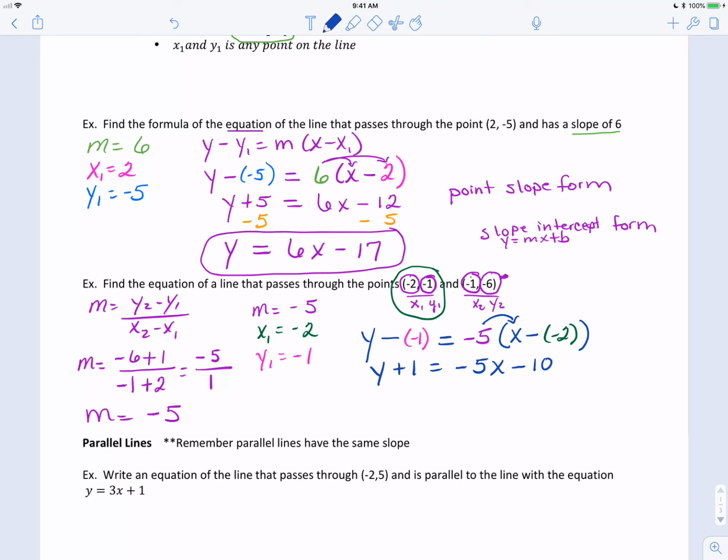Okay, so then to turn it into our slope-intercept form, the equation of the line, all we're going to do is subtract that 1 over to the other side. So y is equal to -5x minus 11.